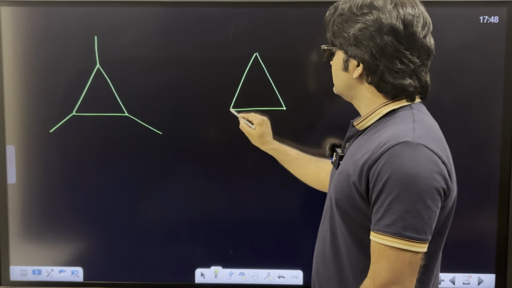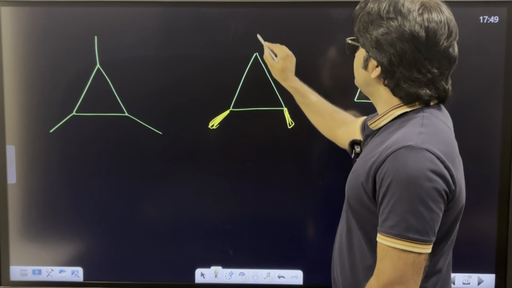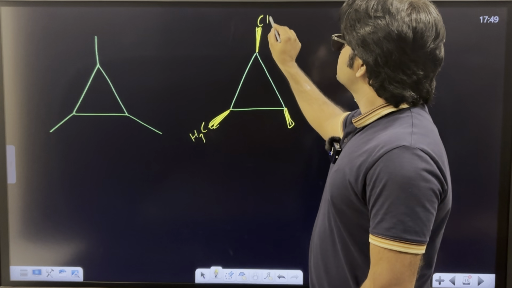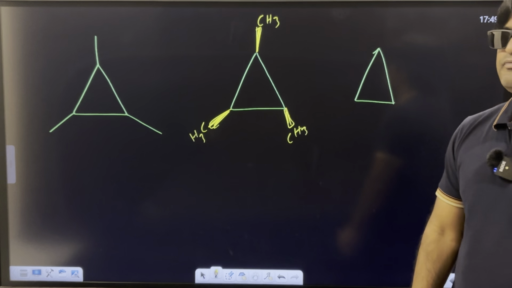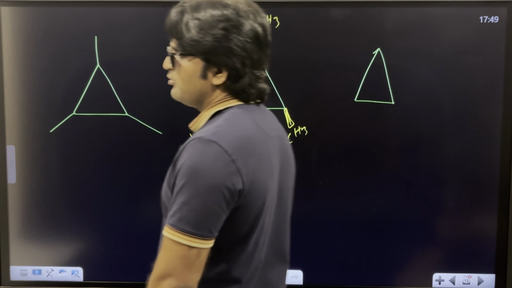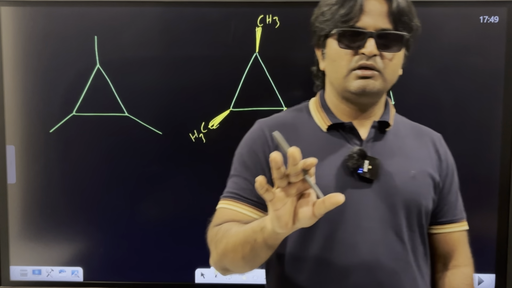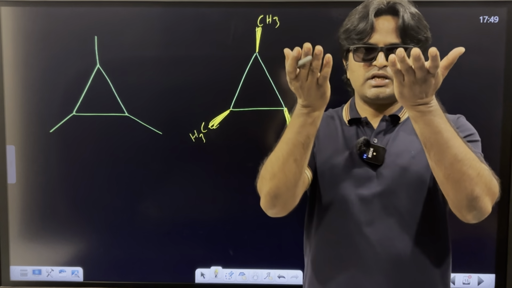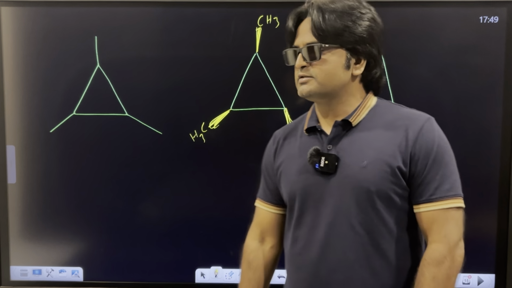You observe this one. In the first case I am taking all methyl groups above the plane, like this. Here methyl, next one CH3, again CH3. All methyl groups above the plane. You can take either above the plane or below the plane, no problem. Once the symmetrical substitution is given, either all groups are above the plane or all groups are below the plane, both are the same, no difference.